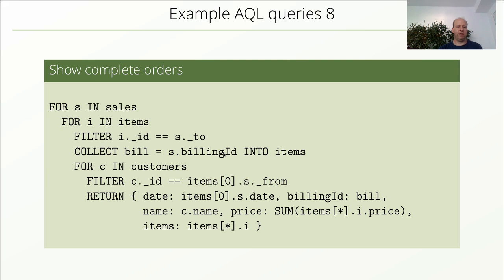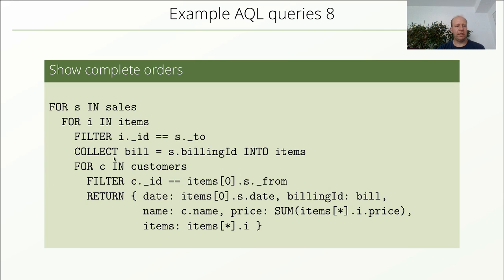Now obviously if you have the sale, we still want to join the customers, and therefore we do the same trick again. We run through all the customers and join on the from entry from the edge, and we just have to take the first item in the list of things belonging to this sale with the ID of the customer, and then we can put together whatever we want to do.